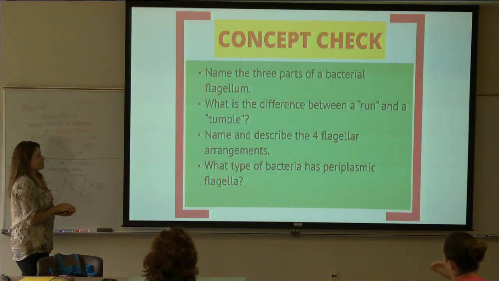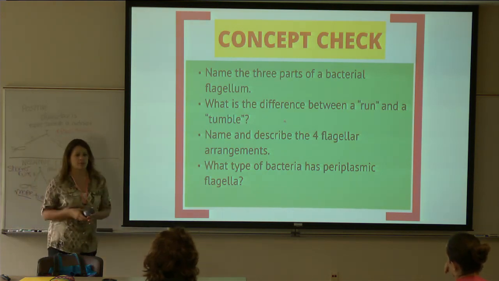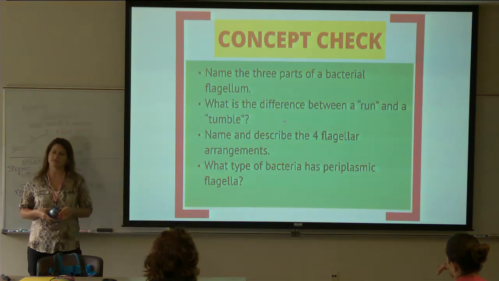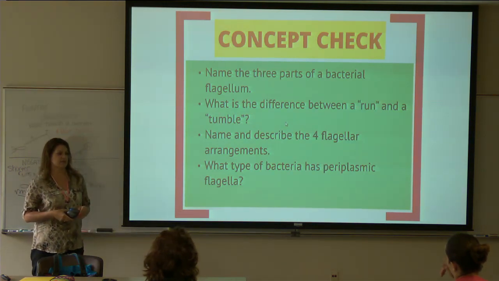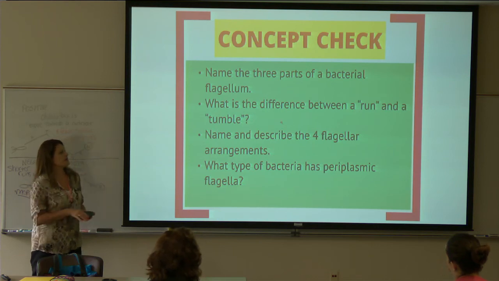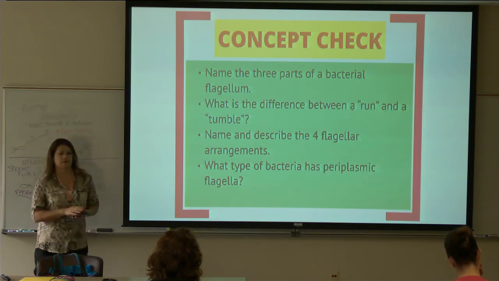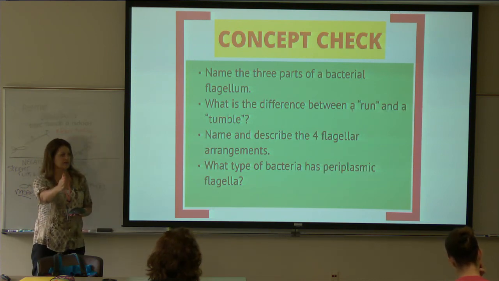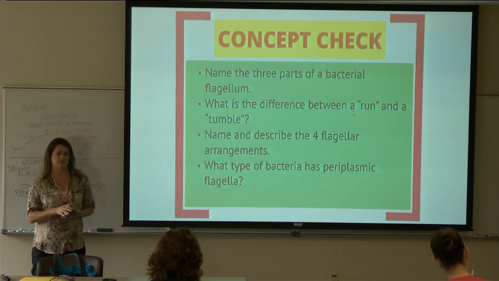Okay, difference between a run and a tumble. So does a run or a tumble incorporate 360-degree clockwise rotation? Tumble. Clockwise is your tumble. That's when you stop and change your direction. So the run is when they're moving in that forward motion, and that would be 360 degrees counterclockwise.